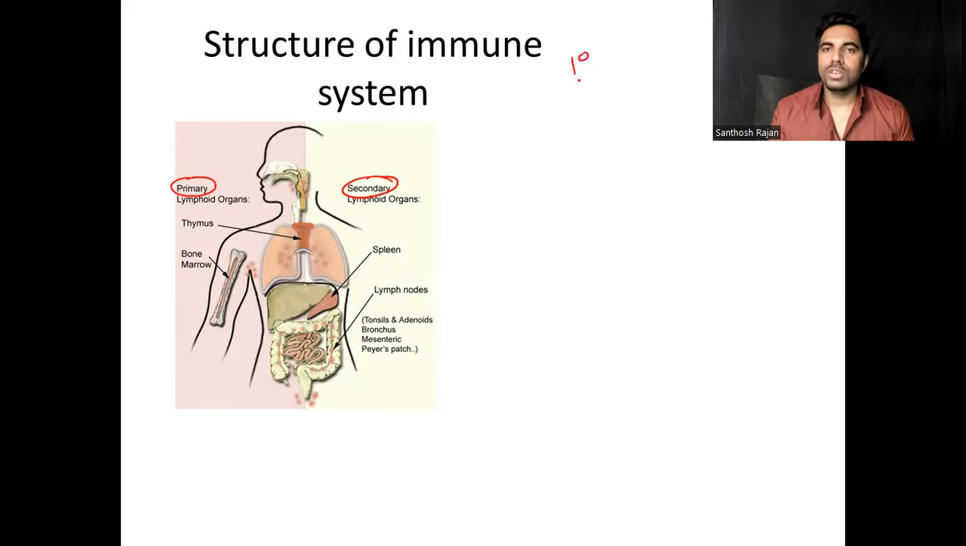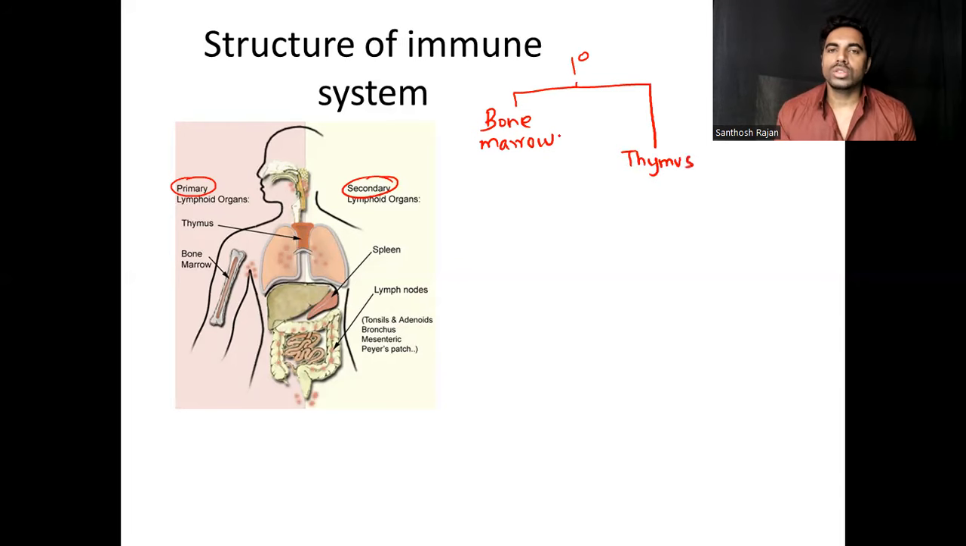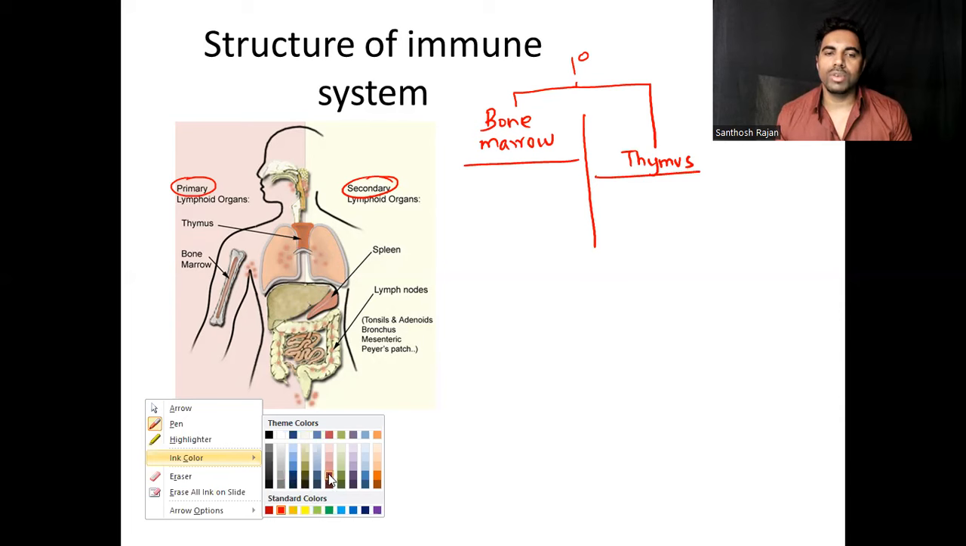In primary, when you talk about the primary lymphoid organ, there are two things. One is your bone marrow and the other one is your thymus. There will be questions from this also. What are the things you should know? Bone marrow means birth. B for bone marrow, B for birth.